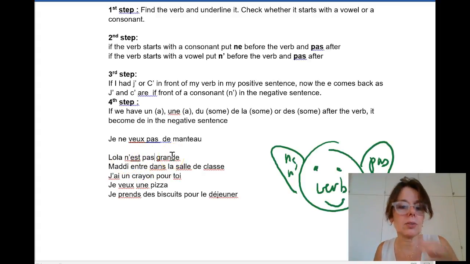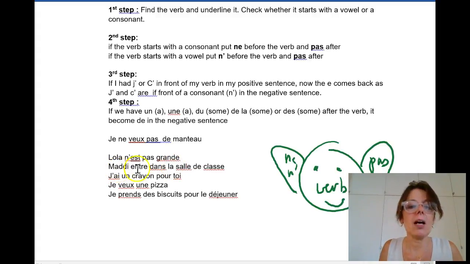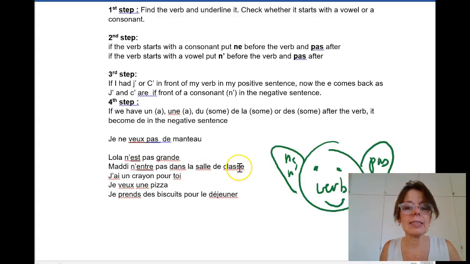Lola is not tall. Maddie entre dans la salle de classe. Entre means enter. That's definitely an action. That's a simple one. I underline my verb. Oh, it starts with a vowel. I put n apostrophe before and I put pas after it. I do not have un, une, du, de la, or des in this sentence, so I am done.